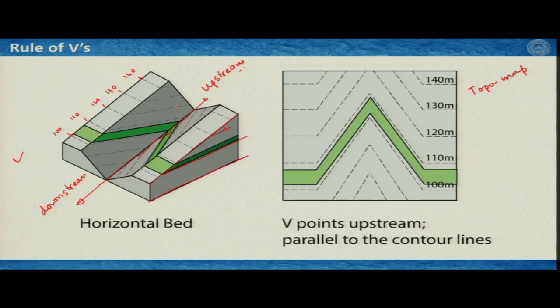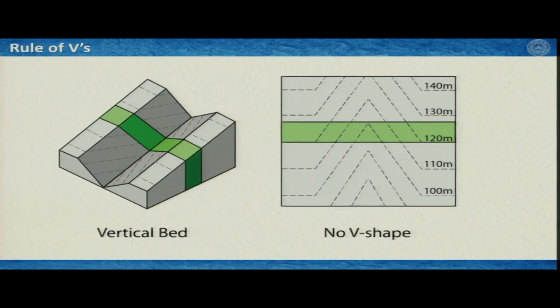So the way the horizontal bed would intersect the valley is something like this. The V that would be created would point upstream. So this is exactly what we see here. And the angle of V is very similar to the angle of the contour lines we can think of. So, if this is alpha, then this has to be also alpha. What would happen if the bed is vertical is given in the next slide.